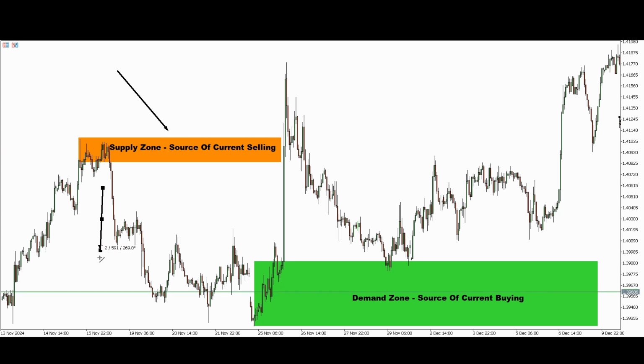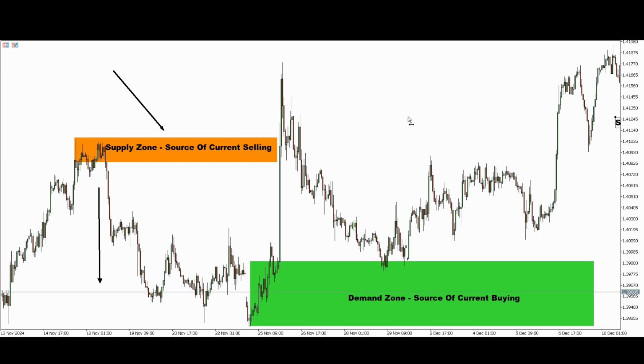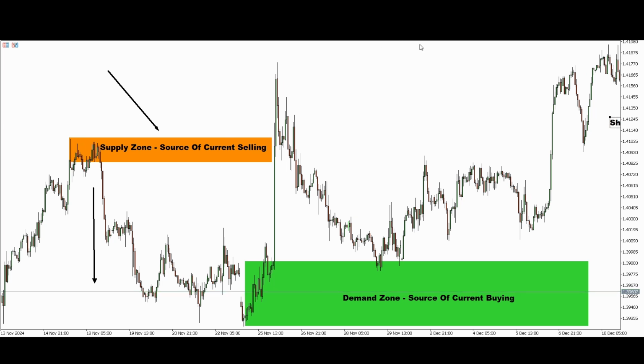Let's break down exactly what happened. At the top left, we have a clear supply zone marked in orange, the source of the most recent selling pressure. This is where sellers previously stepped in and pushed price down aggressively. It's the closest opposing zone above the green demand. For demand to be considered strong, it must show that buyers are willing to overwhelm the sellers located here.